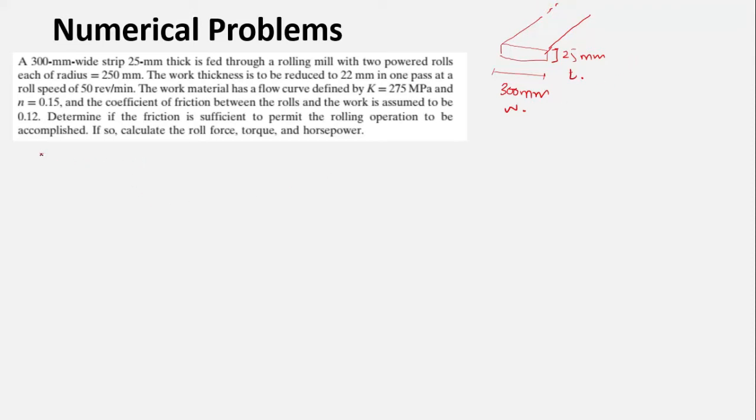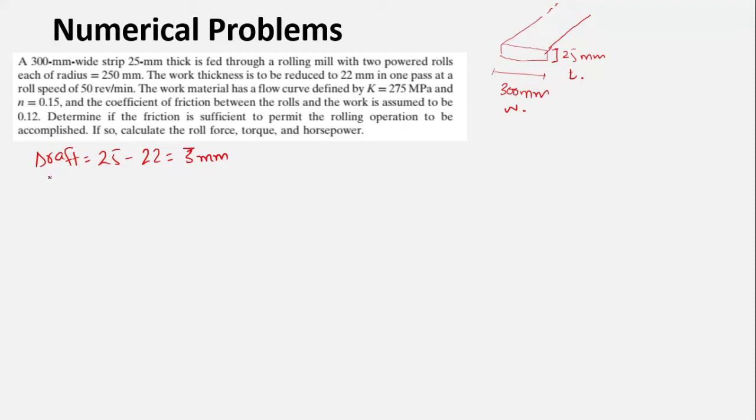So the draft we will have is the initial thickness minus the final thickness. So in a single pass its thickness is reduced to 22 millimeter, so we have 25 minus 22, that is 3 millimeter. This is the draft that is required to be produced. Now we will calculate the maximum possible draft based on the roll radius and the friction between them.